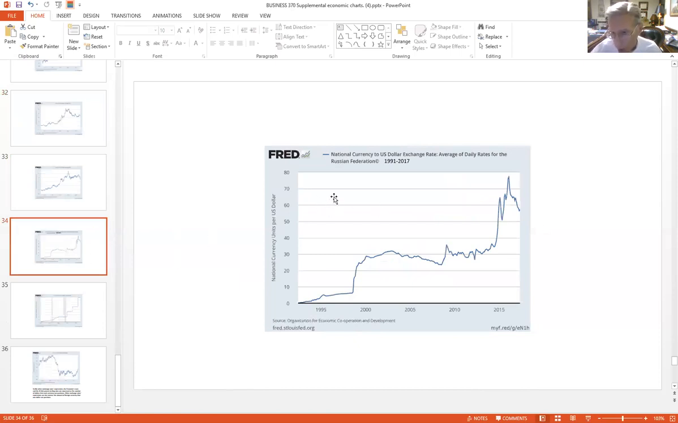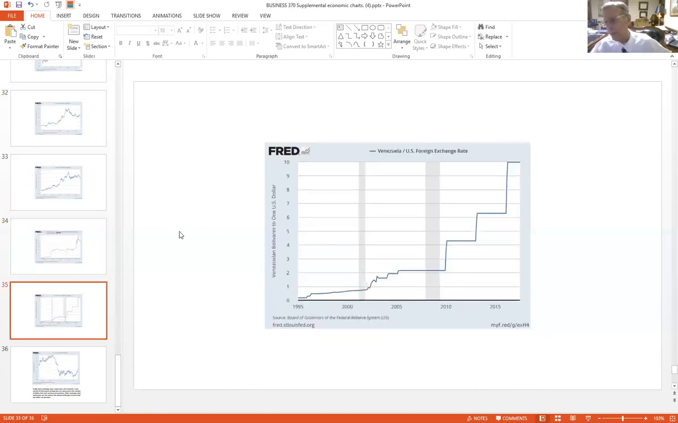Here is the Russian ruble, and the exchange rate fell just at the very end of this chart, but it was pretty much rising until then.